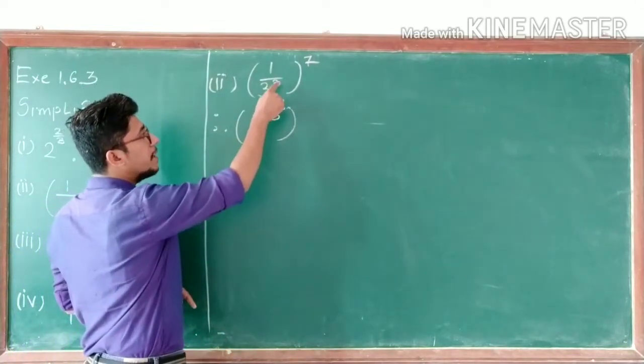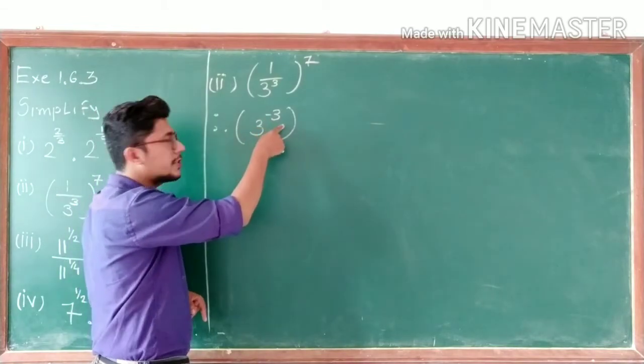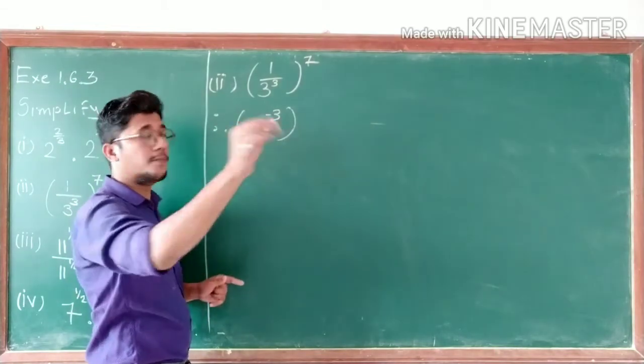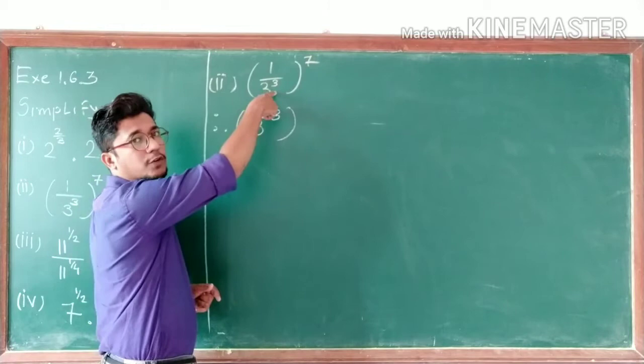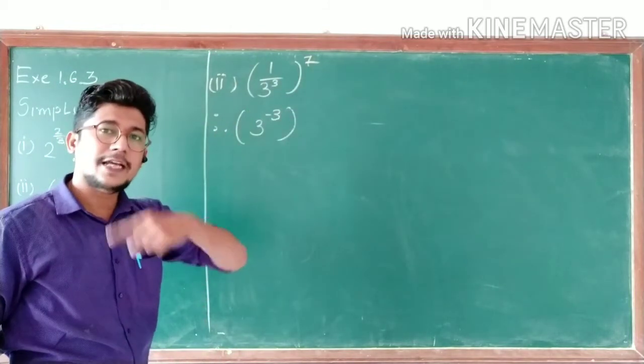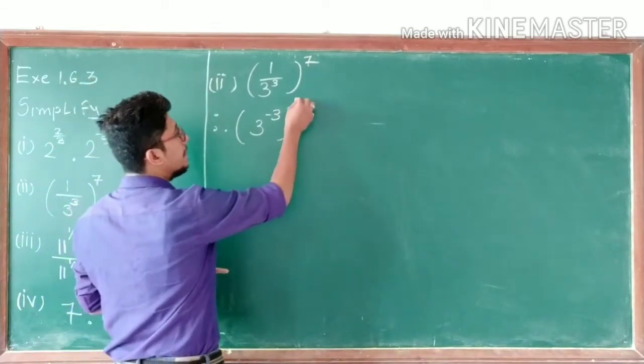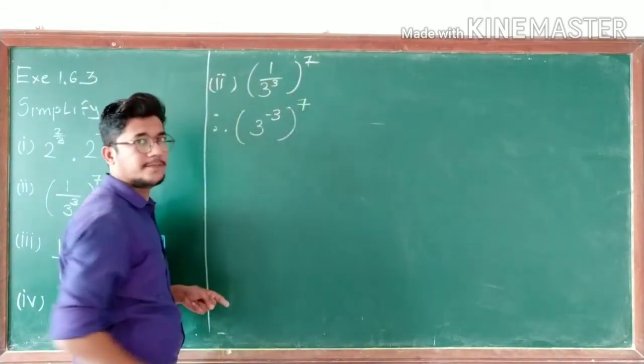Since it was 3 power 3, it has been converted into 3 power minus 3. Suppose in some other problem 3 power minus 3 was there, then it has to be 3 power 3. इनवर्स मतलब साइन पूरा चेंज हो जाएगा. Got it? Okay, so 7 will be as it is.